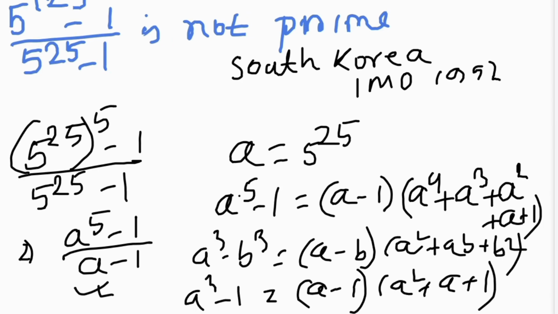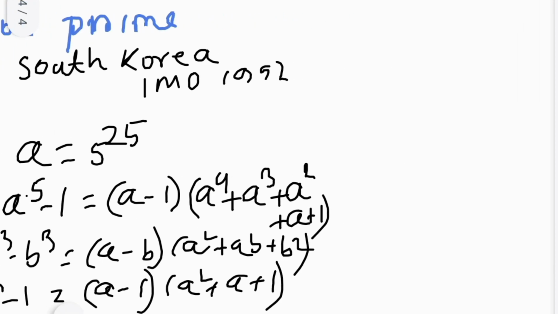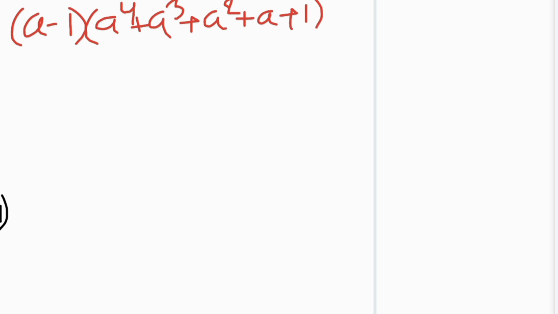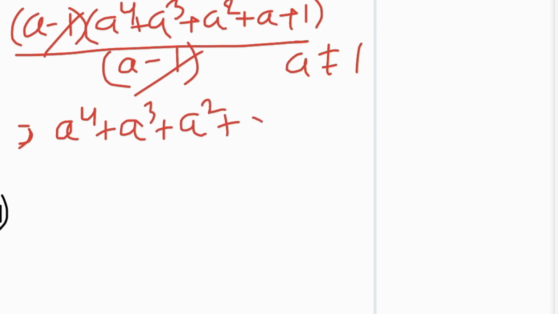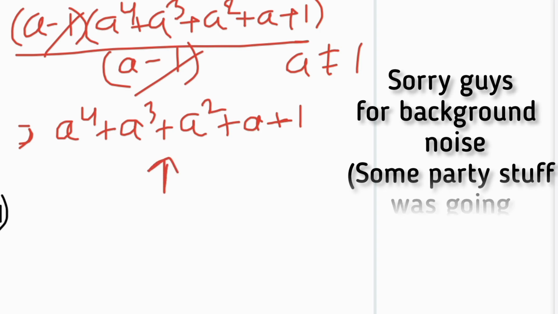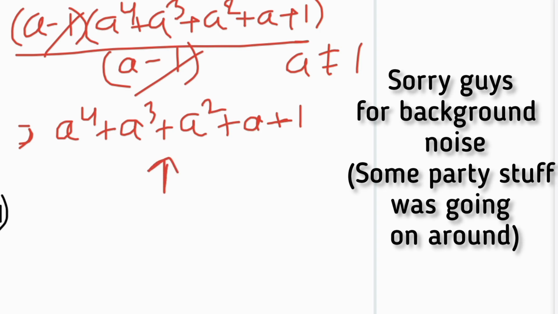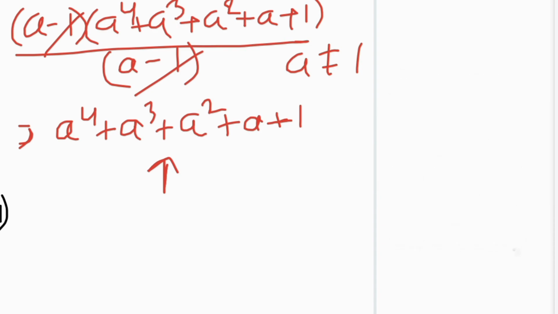So that's easy, right? Now our problem statement becomes (a - 1)(a^4 + a^3 + a^2 + a + 1) over (a - 1). Now a is not equal to 1, so we can cancel them. So this is a^4 + a^3 + a^2 + a + 1. And now if we can factorize it, it means our number is not a prime, right? They are factors. So our effort will be to try to factorize it, okay?